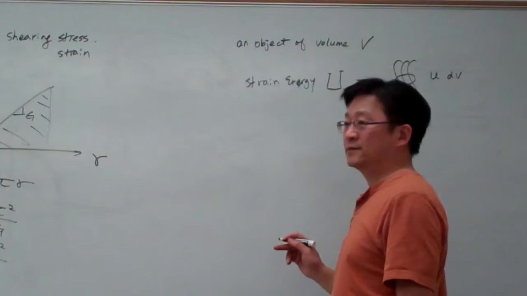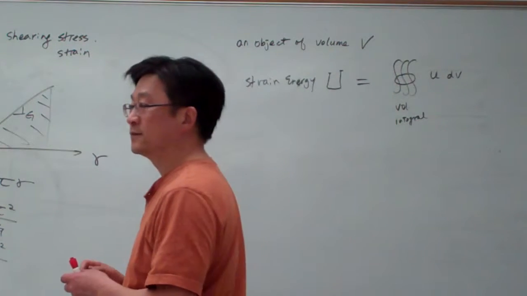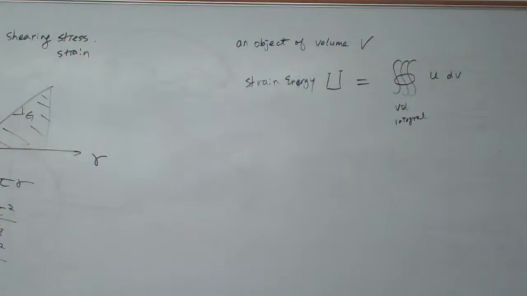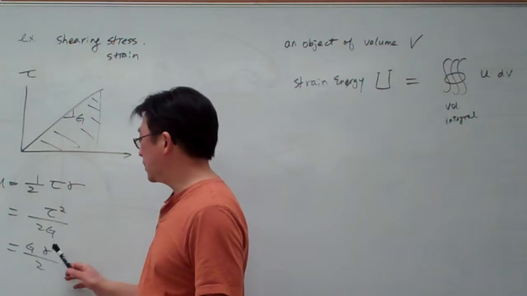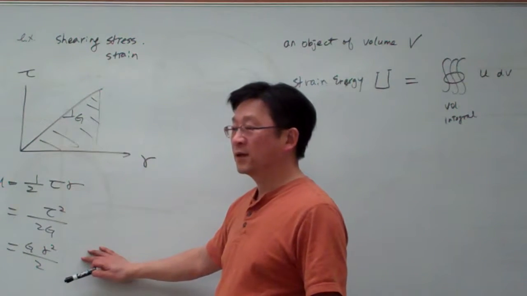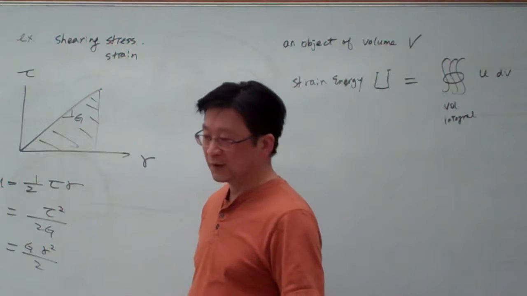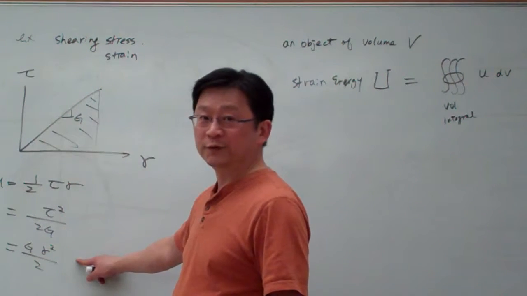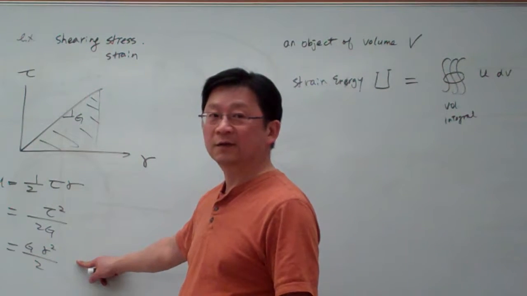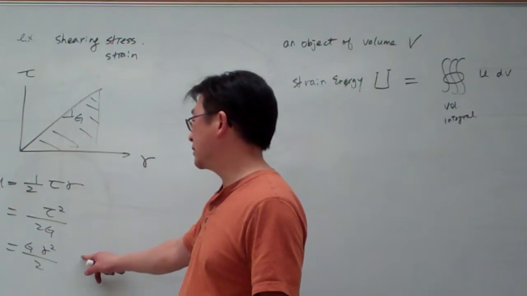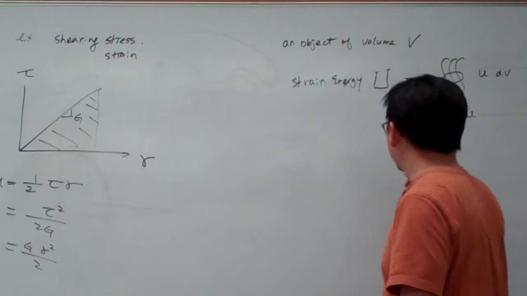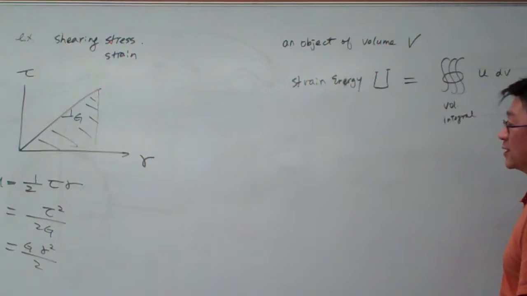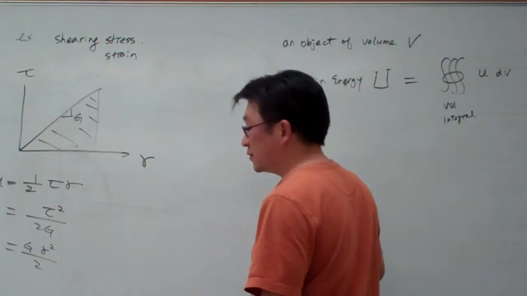So that's still the strain energy density in terms of the shearing stress and strain? Yes, just double checking. The density has a unit of joule per volume, right? Or any energy-like unit divided by length cubed. And this one basically has a unit of energy. So keep those things in mind.